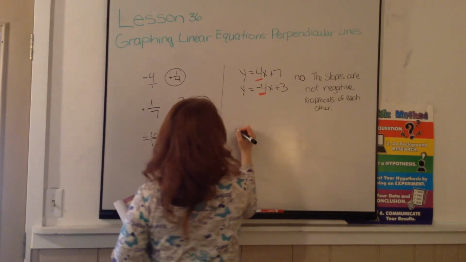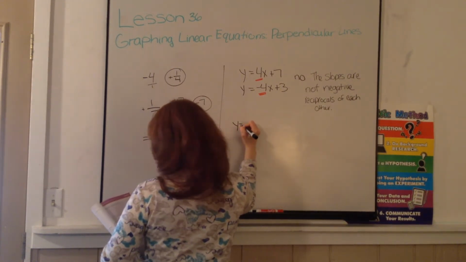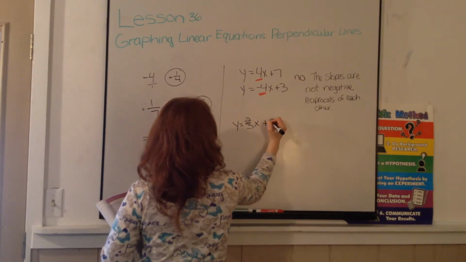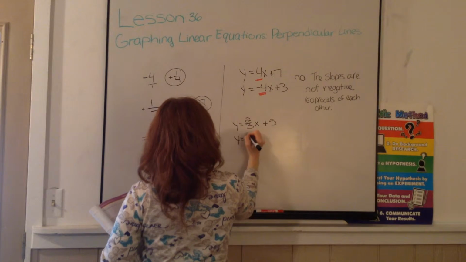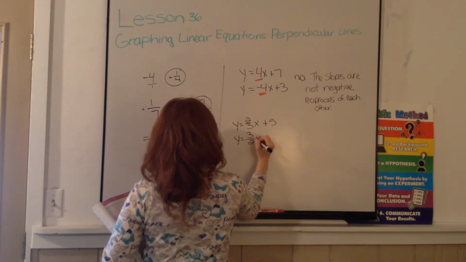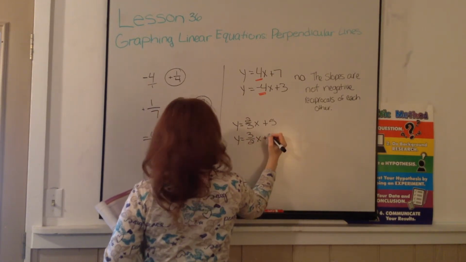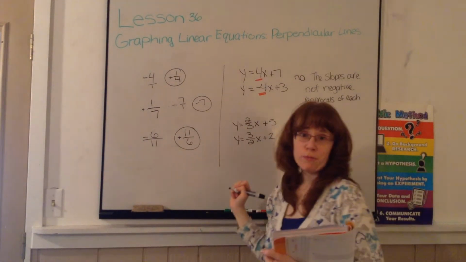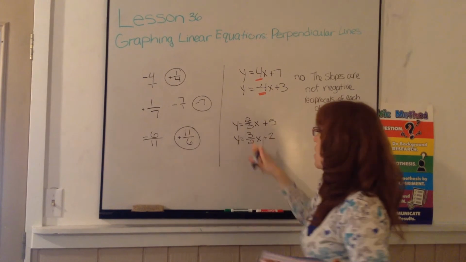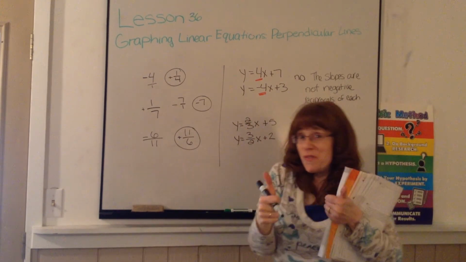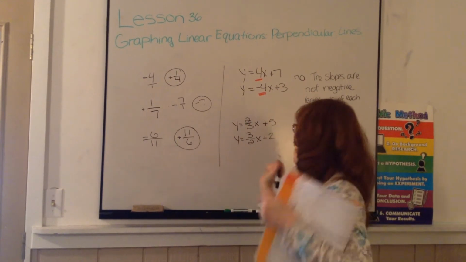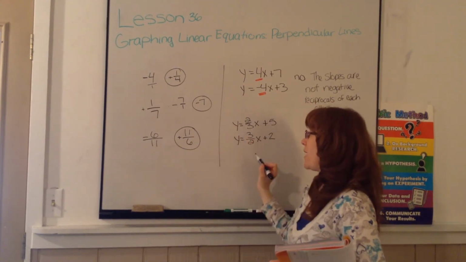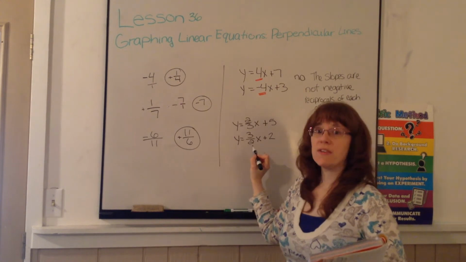We have y equals 2/3 x plus 5 and y equals 3/2 x plus 2. Are these lines going to be perpendicular? Well, let's take a look. Are they reciprocals? We've got one. They are reciprocals. Yay! They passed that test. Are they opposite? Nope. This one's positive and so is this one. So it fails that test.